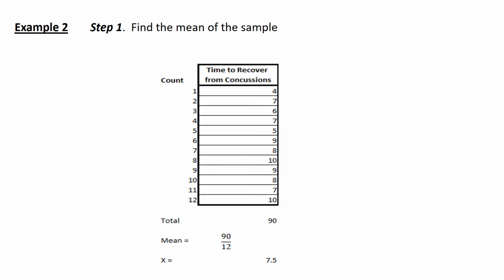Talking about concussions, common in many contact sports now, and this is the number of days it would take to recover. We've got a sample of 12 individuals who got concussions. Person 1 took 4 days to recover, person 2 took 7 days, and so on and so forth. It adds up to 90 days. So my mean is my total of 90 days divided by 12. The average number of days for concussion, 7.5 days for recovery.